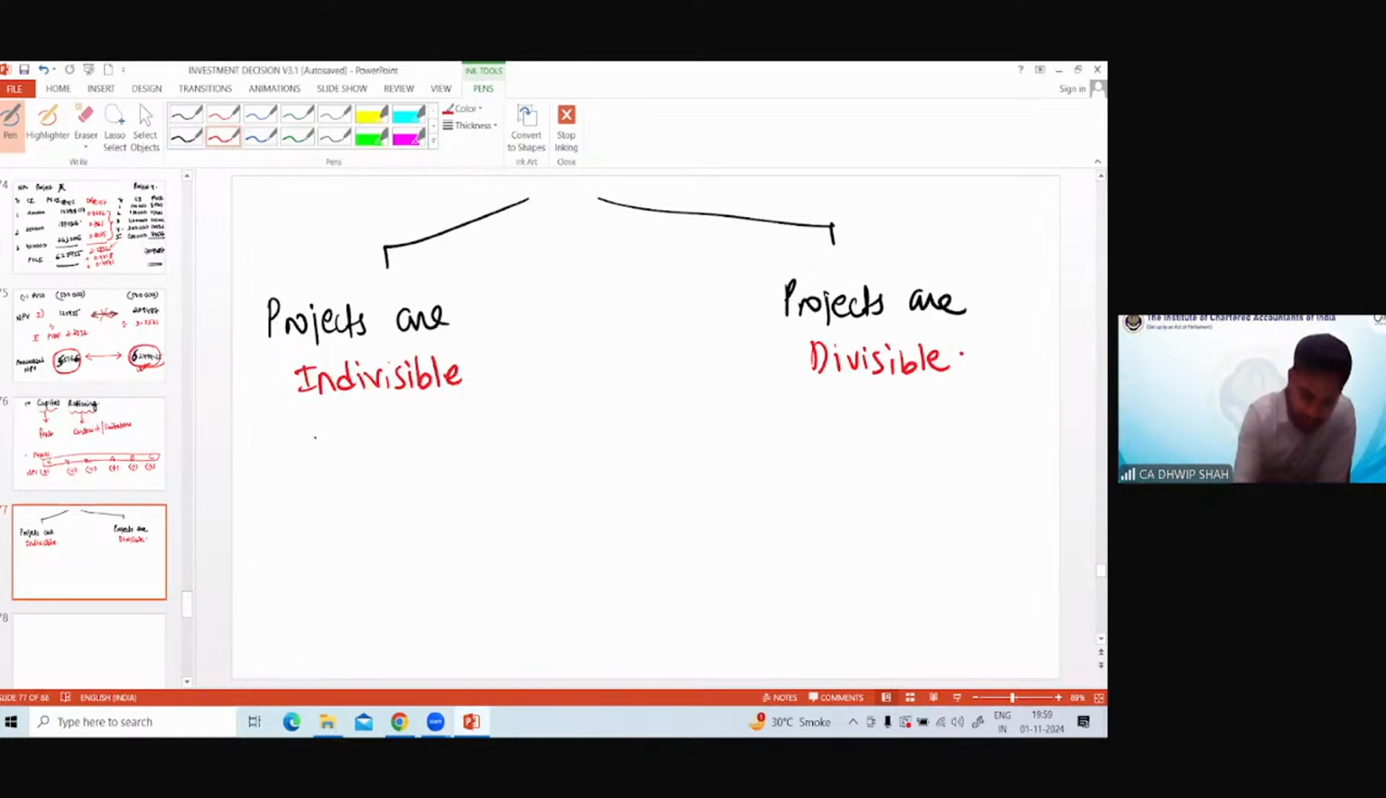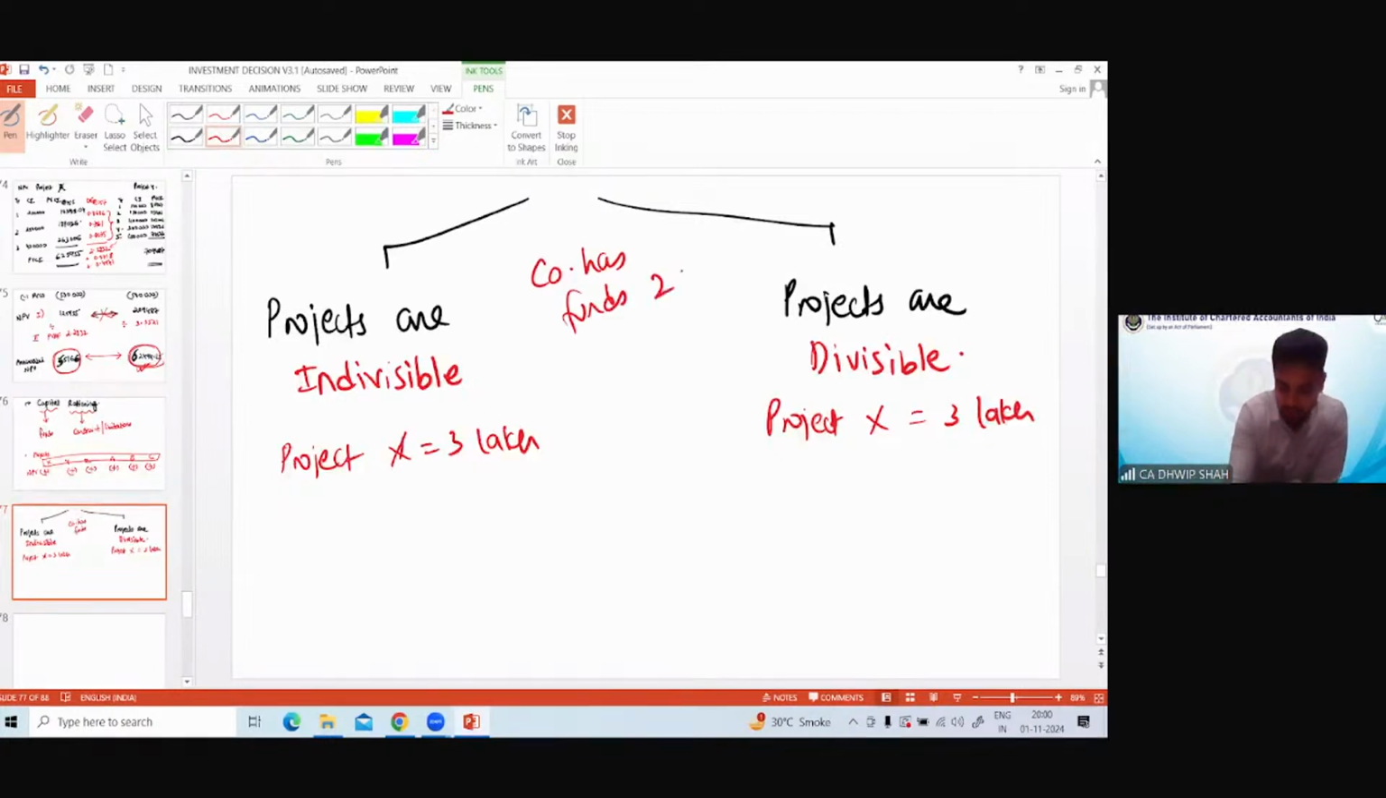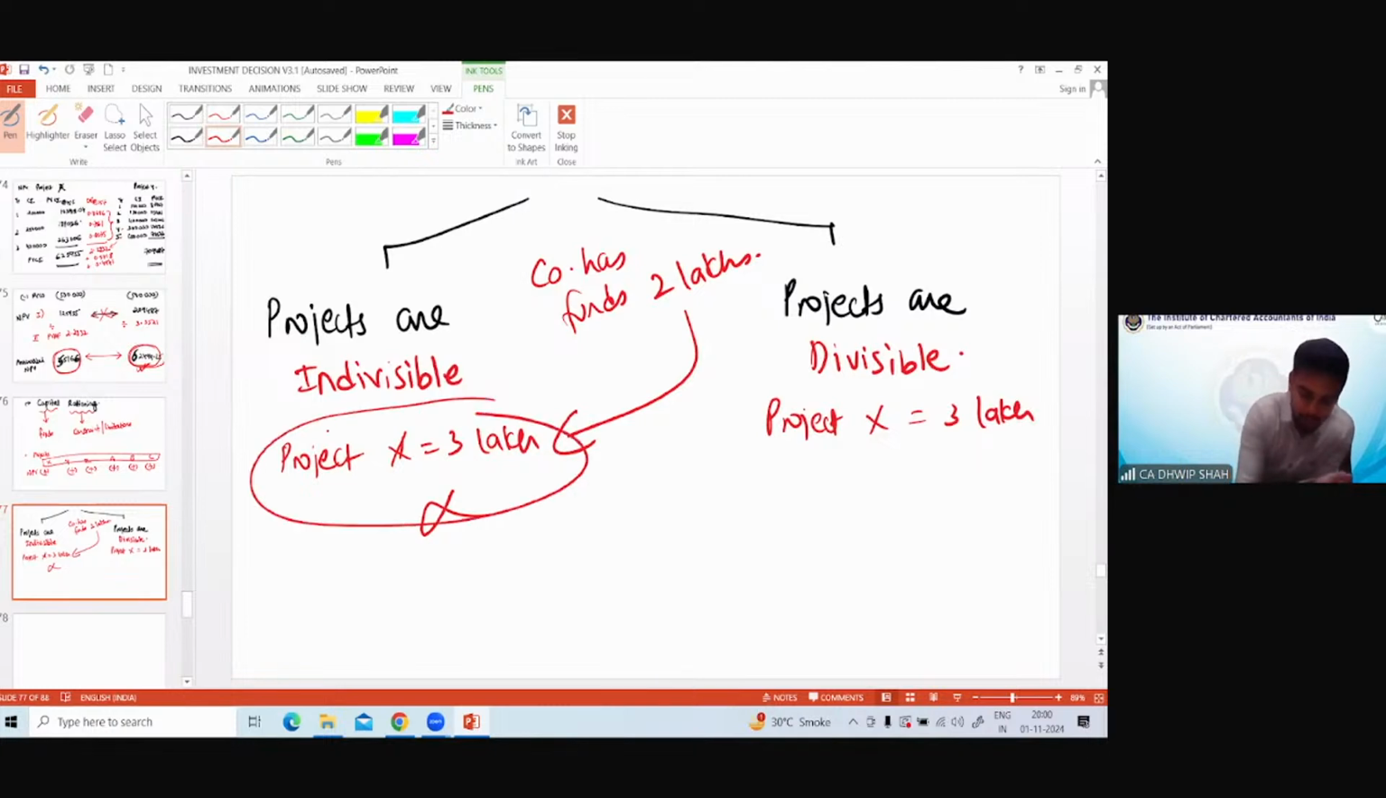So let's say there is project X, which is of 3 lakhs. I'm just explaining the meaning of the terms divisible and indivisible here. Let's say there is project X of 3 lakh, but the company has funds of only 2 lakhs. If the project is indivisible, the company cannot invest in this project. Why? Because it is indivisible. लेना है तो पूरा project लो. This is what it means.